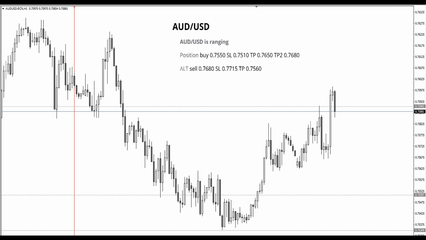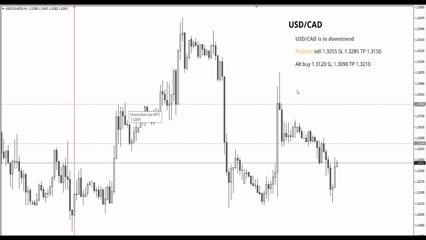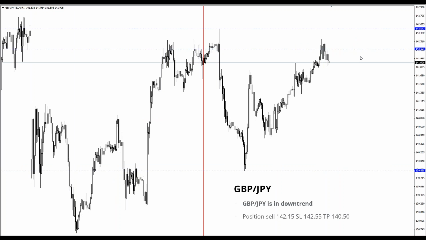Australian dollar was also a good trade. We had a buy position around 75.50, and this is our entry. The price never hit stop loss, and it went upside afterwards. Dollar CAD was again a small loss of 30 pips. The price went up. It rejected a little bit, only for 15 pips, but then hit stop loss.